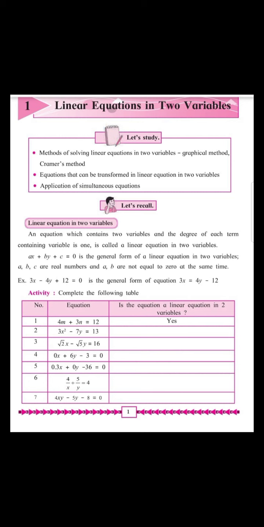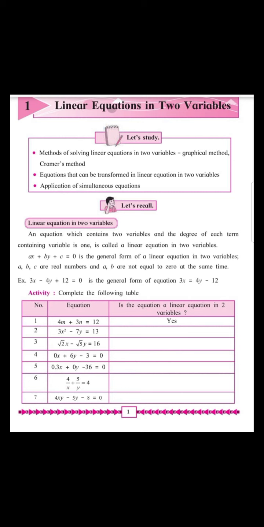Okay, now see the example of linear equations in two variable. One example is given there, 3x minus 4y plus 12 is equal to 0. This is the linear equation in general form. What is the value of a? A is equal to 3. What is the value of b? B is equal to minus 4. Compare this equation with the general form, ax plus by plus c is equal to 0. Value of a is equal to 3, value of b is equal to minus 4 and value of c is equal to 12.